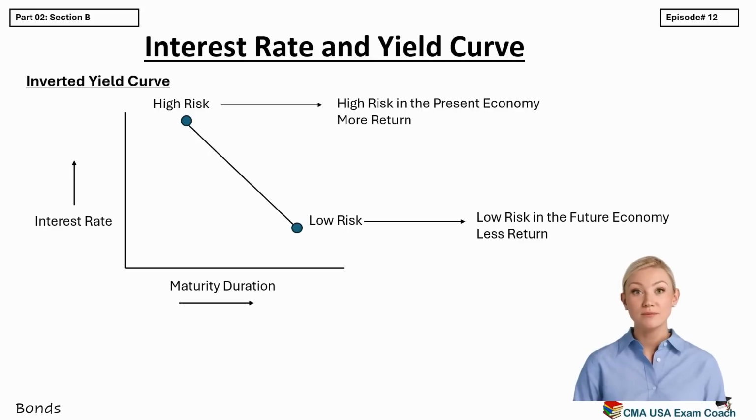In summary, the yield curve is a powerful tool used to understand interest rate expectations and market confidence. A normal curve signals healthy economic growth. A flat or humped curve reflects uncertainty. And an inverted curve is usually a warning of a future downturn.